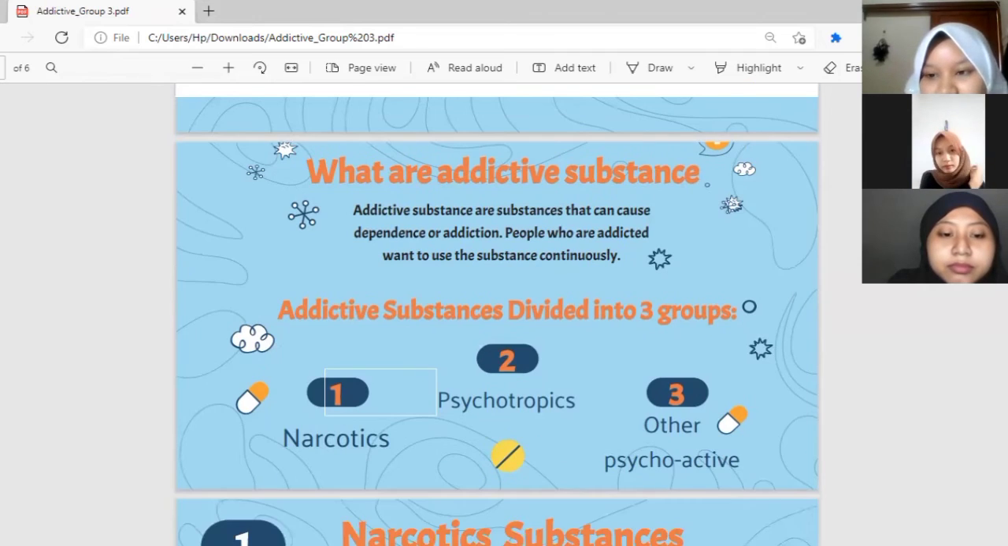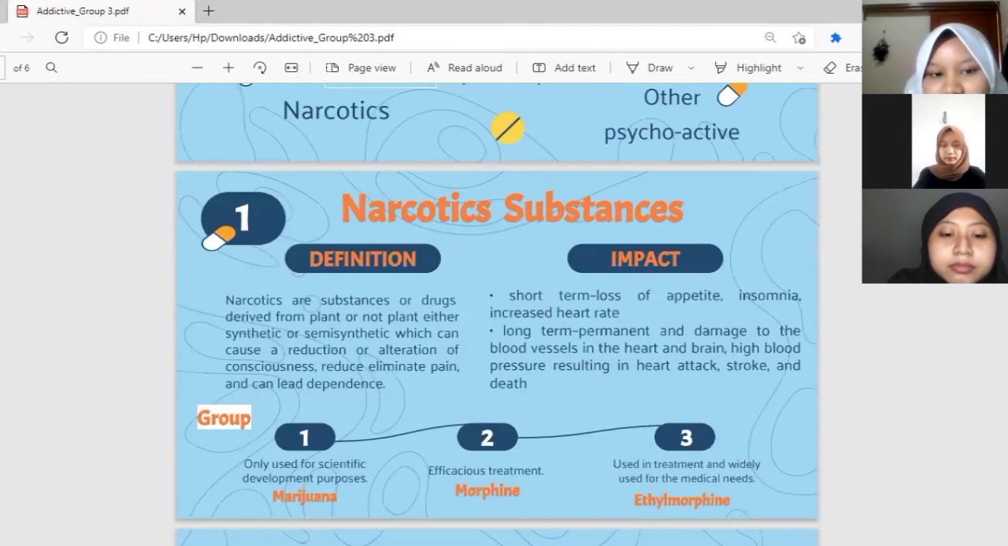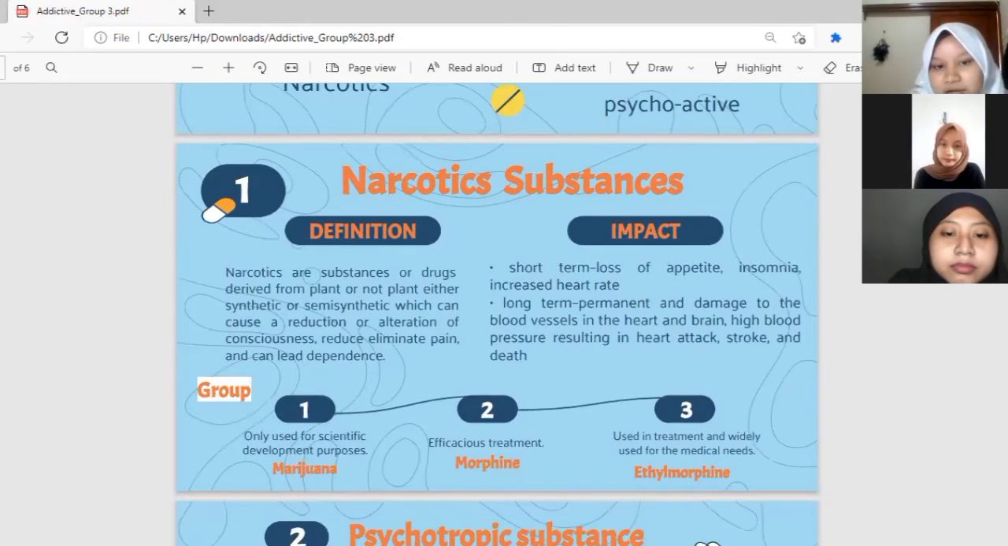The first is narcotic substances, the second is psychotropics, and the third is other psychoactive substances. Okay, first, narcotic substances are substances or drugs derived from plants or not from plants, either synthetic or semi-synthetic, which can cause a reduction or alteration of consciousness, reduce or eliminate pain, and can lead to dependence.